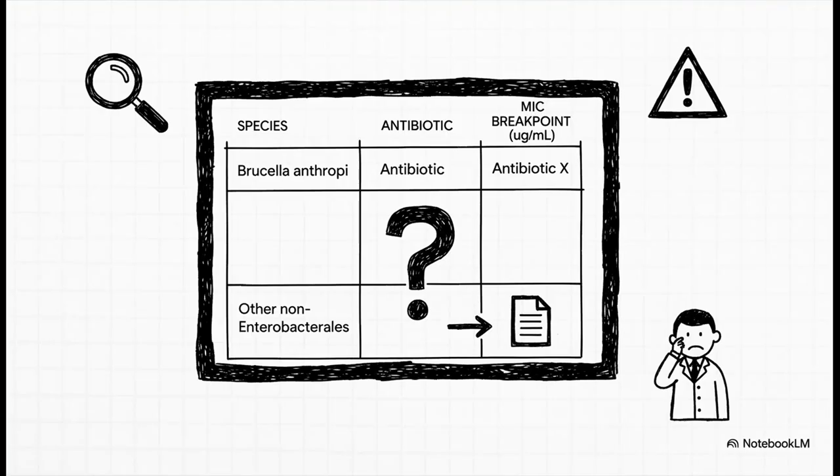One of the first hurdles we hit in the lab is with susceptibility testing. If you look at the EUCAST guidelines, you won't find specific breakpoints for Brucella anthropi. They just don't exist yet. The official recommendation is to use the breakpoints for other non-enterobacterales. So what that means for us is that we have to be really careful how we interpret and report these results, and make sure we're communicating closely with the clinical team.